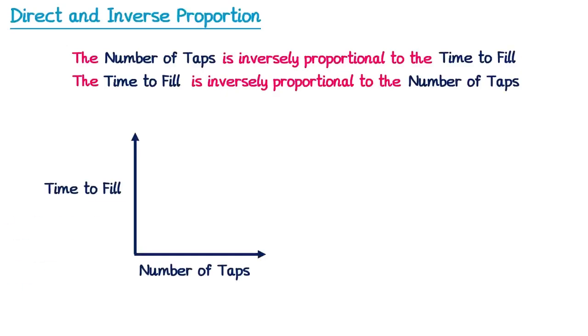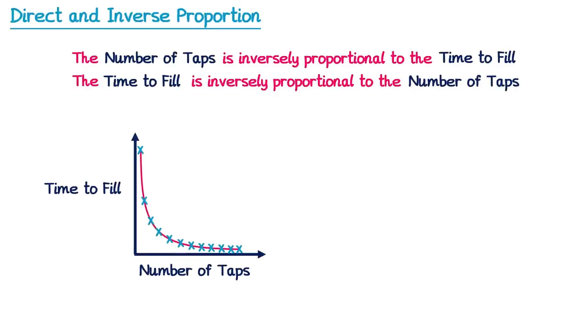Now, when you have a really low number of taps, like 1 tap, the time to fill is very high. And then if you double the number of taps to 2 taps, the time to fill halved, so half as long. And then every time you add a new tap, the time to fill decreases, but by a decreasing amount. Every extra tap you add has less of an impact on the overall time. So if we join up these crosses, they actually make a curve that looks like this. This curve is a reciprocal curve, and it will never touch either of the axes.